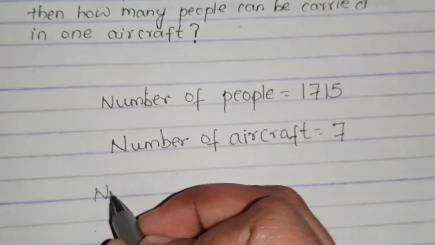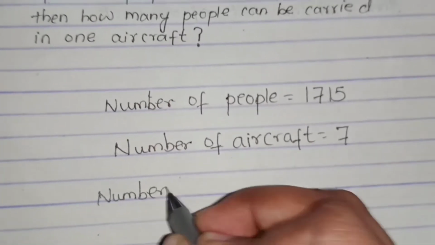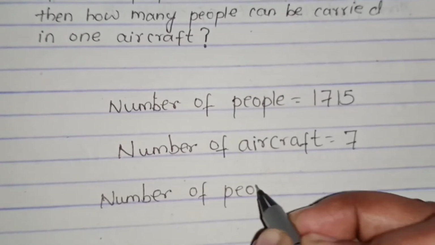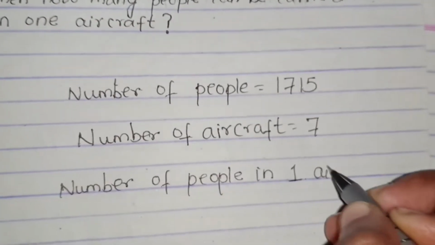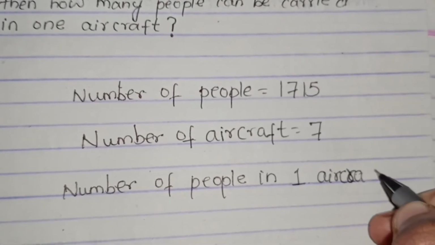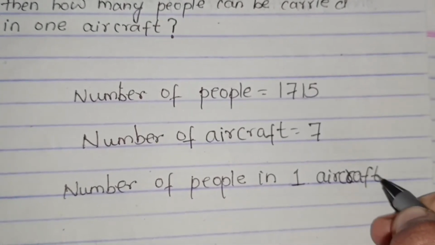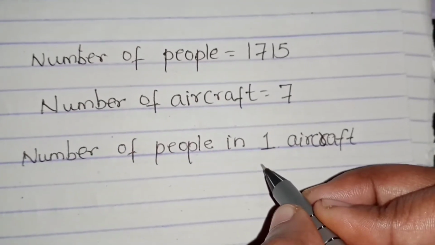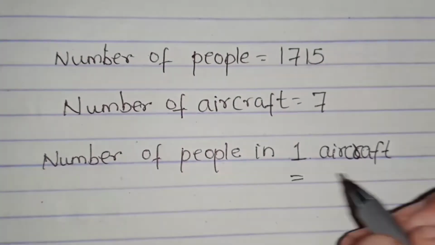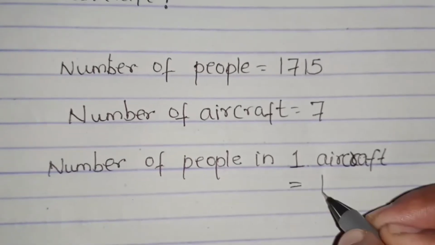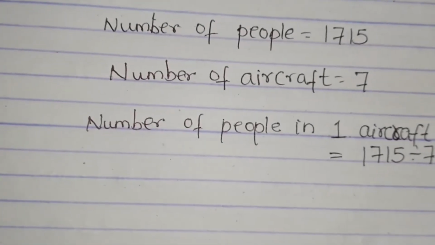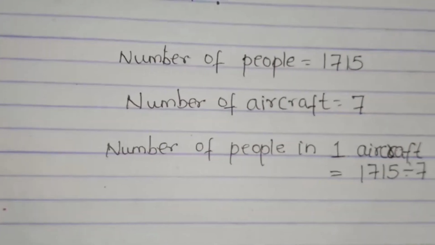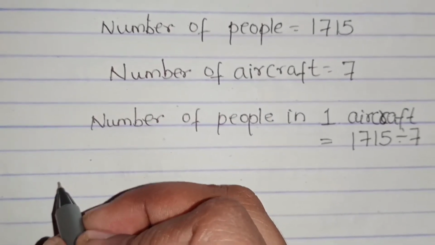Okay, number of people in one aircraft. Okay, so what we have to do? I'm writing here. Okay, space is not there. So number of people in one aircraft, what you have to do? We have to divide 1715 divided by 7. Okay, because we are finding for 1, so we need to divide. Okay, so now let's divide separately.